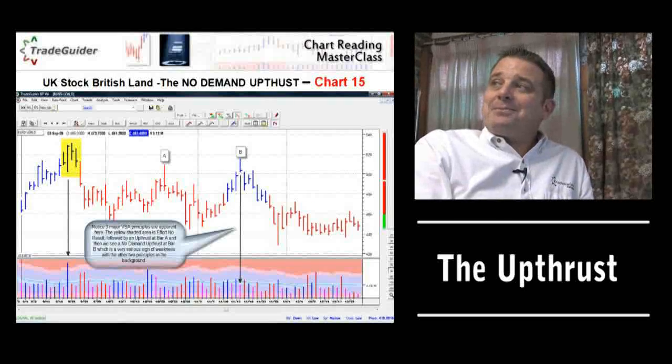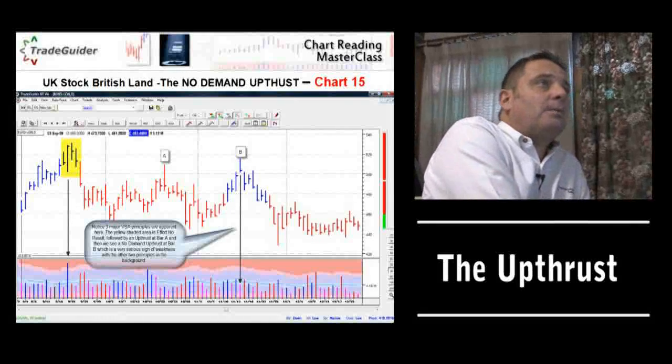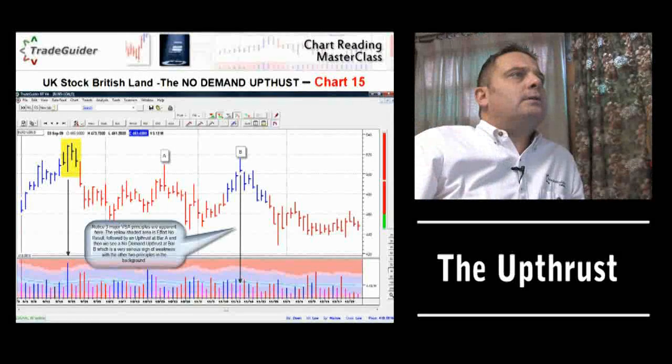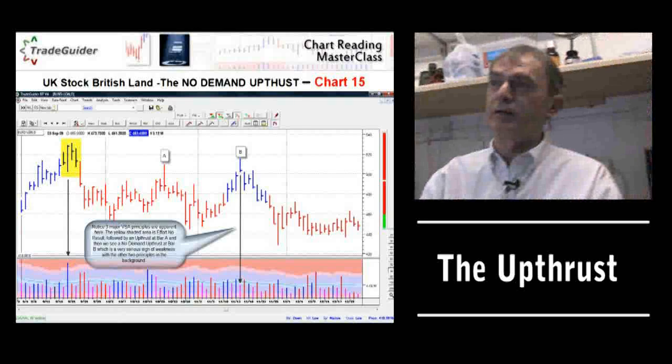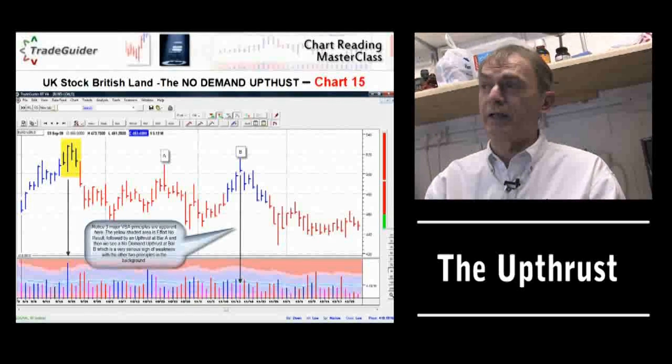They want to get in and sometimes get stopped out, and we're going to teach you, you've got to be patient. Also, bars A and B are right back into the body of that high volume bar in the yellow area, which is the other thing too.